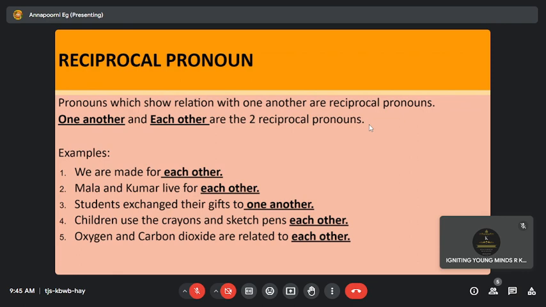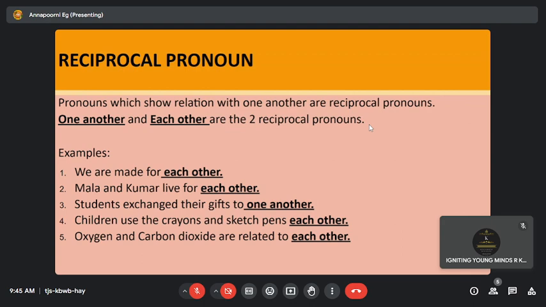So pronouns which show the relationship with each other or one another are called reciprocal pronouns. There are only two reciprocal pronouns, one another and each other. One another means mutually, परस्पर. Each other also means the same, परस्पर सहाय किया.